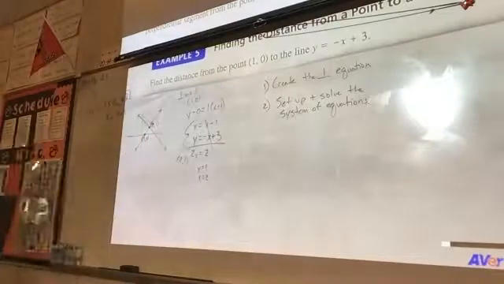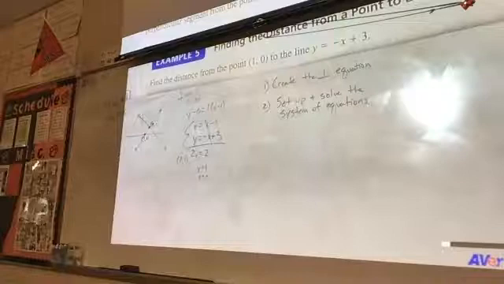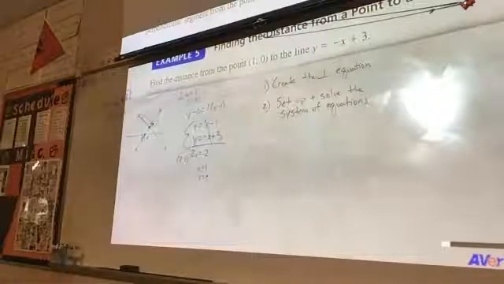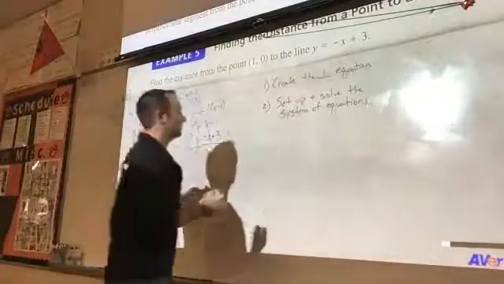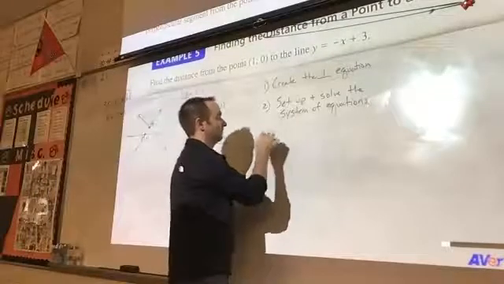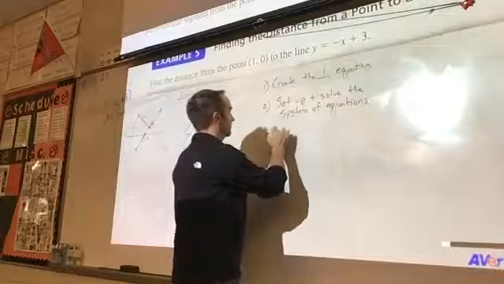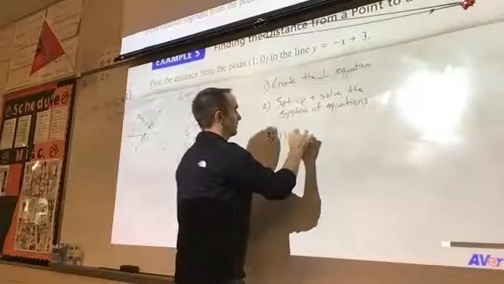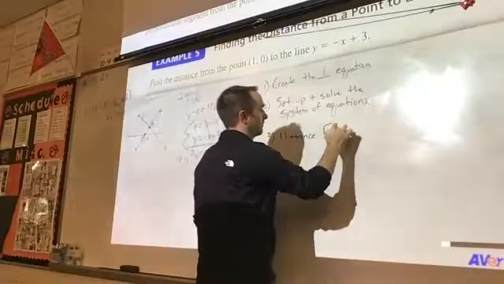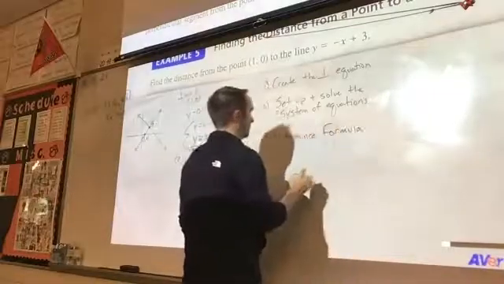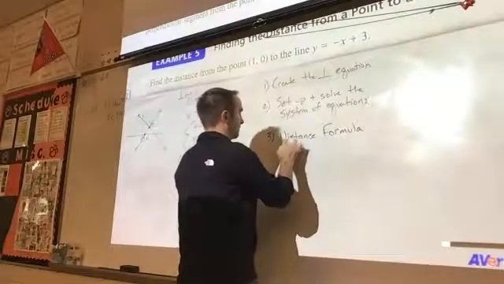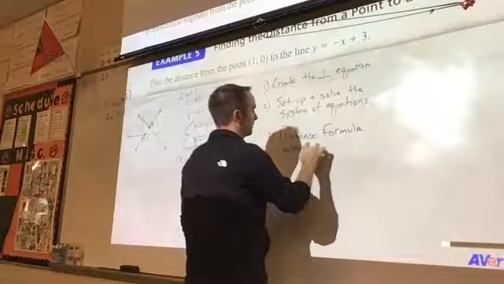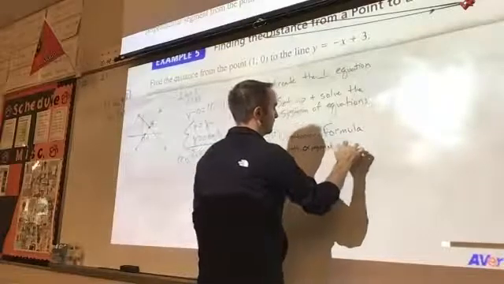So now we're finally to the point where we can find the distance. What do we have to do? Distance formula. Go ahead, do the distance formula between those two points, please. So 1 minus 2, squared, plus, square root of 2.